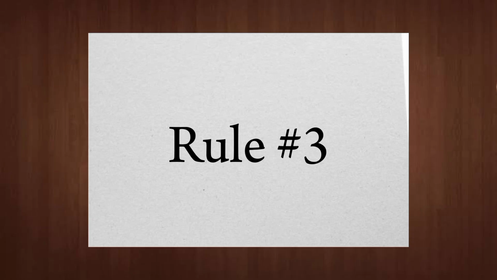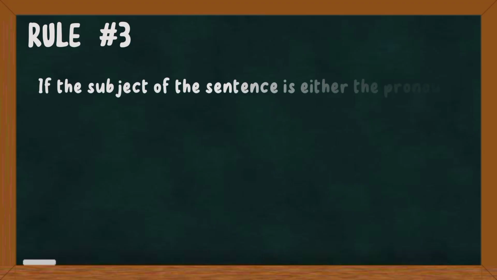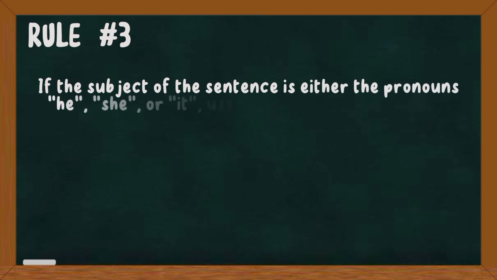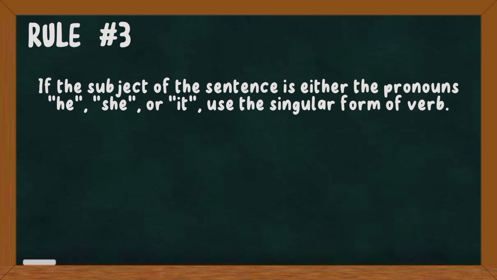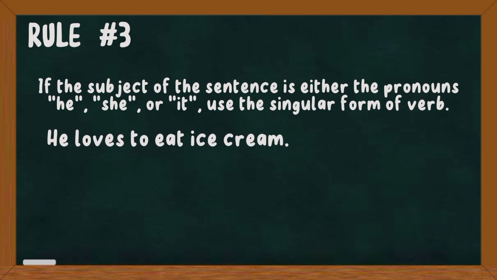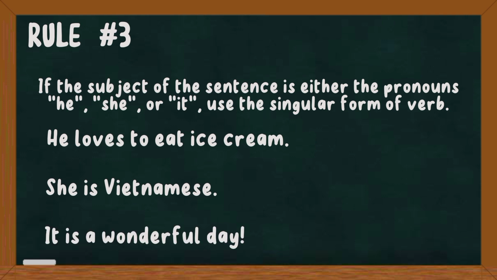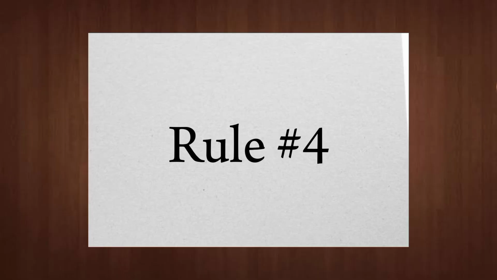Rule number 3. If the subject of a sentence is either the pronouns he, she, or it, use the singular form of verb. Here's an example. He loves to eat ice cream. This sentence uses the singular form of verb, and so does the sentences, she is Vietnamese, and it is a wonderful day.